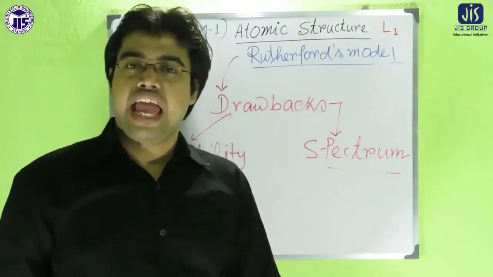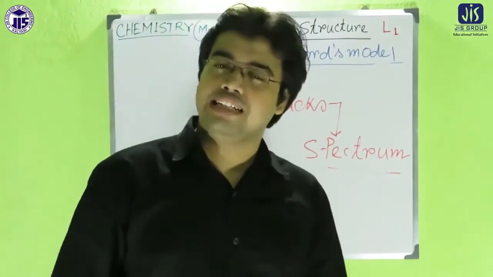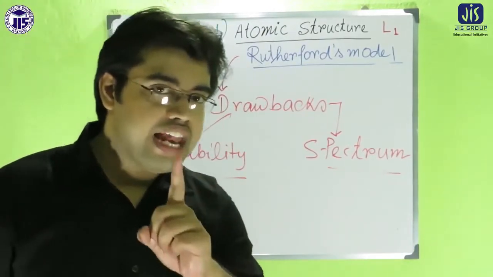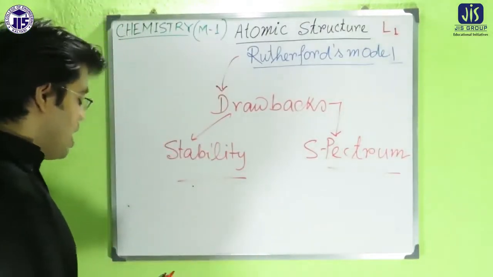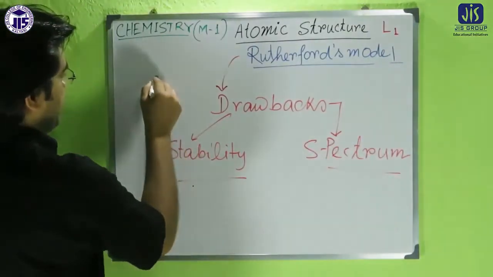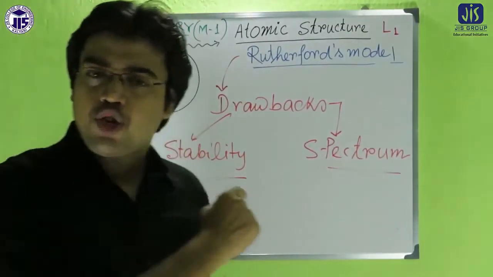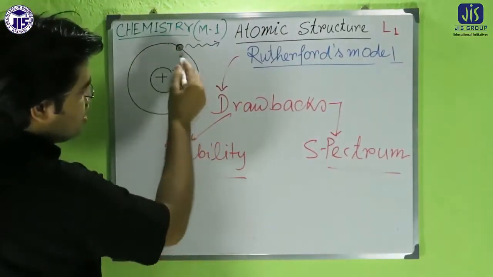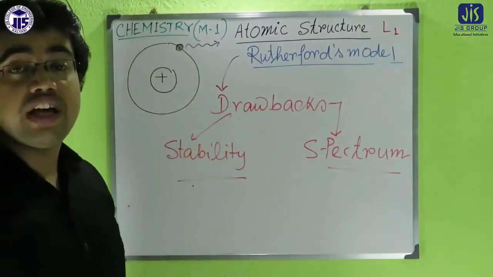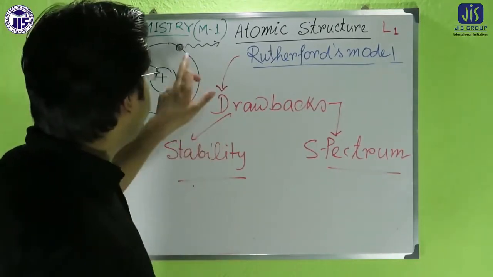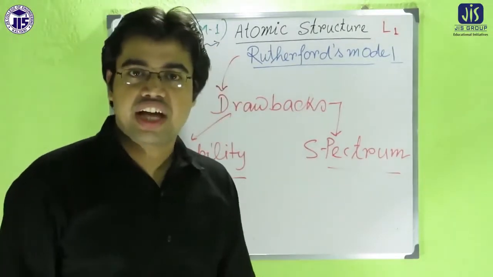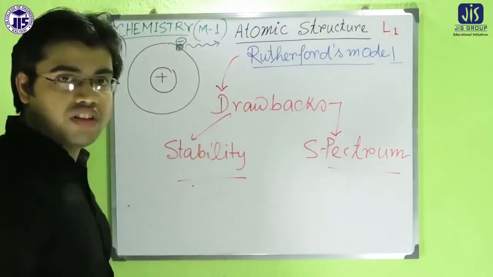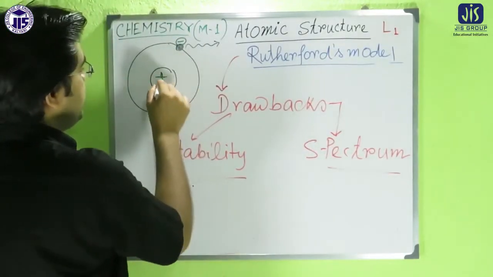Rutherford explained the stability of the atom from the point of view of centrifugal force and electrostatic attraction force. But what is the actual phenomenon? According to electromagnetic theory, if any charged particle revolves around another charged particle with acceleration, then it continuously emits energy. Here one charged particle is the electron, and the other charged particle is the nucleus.